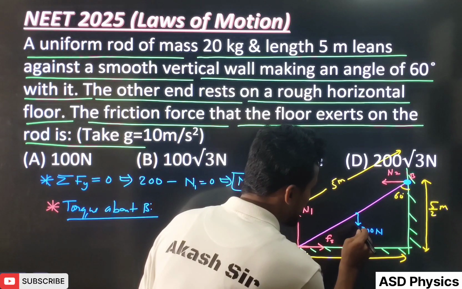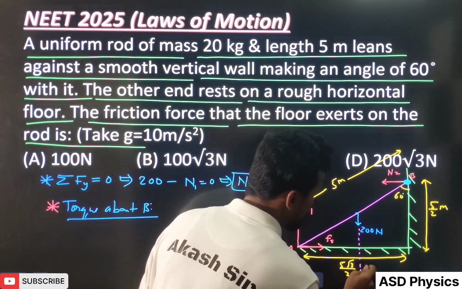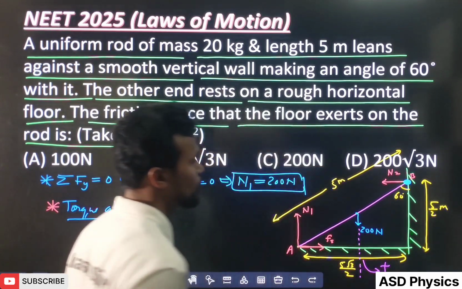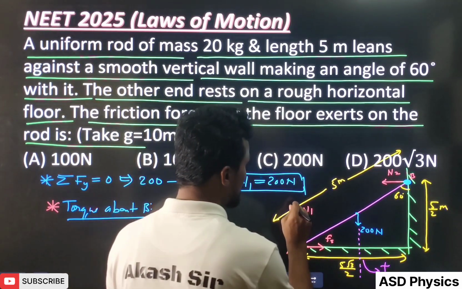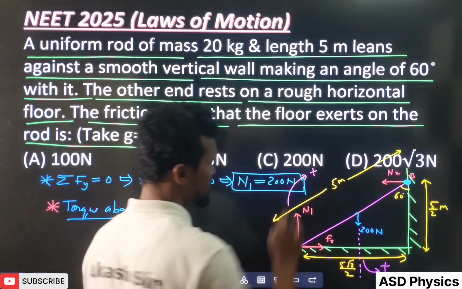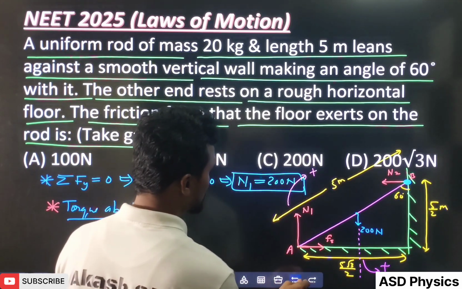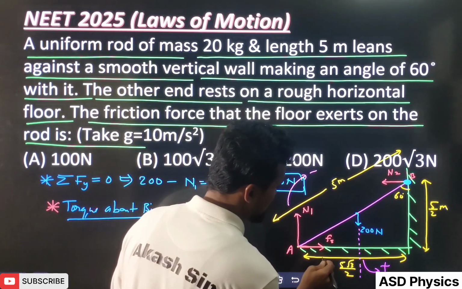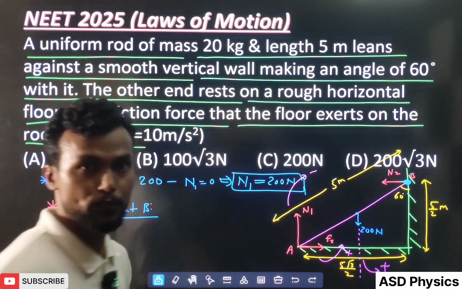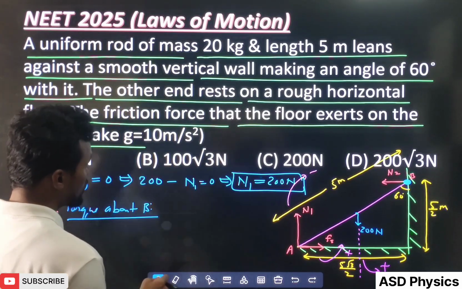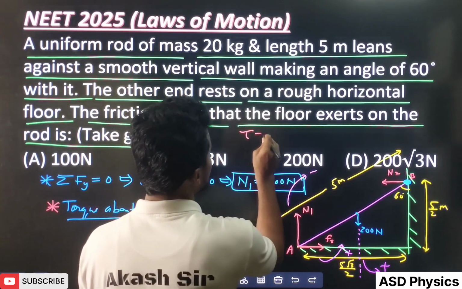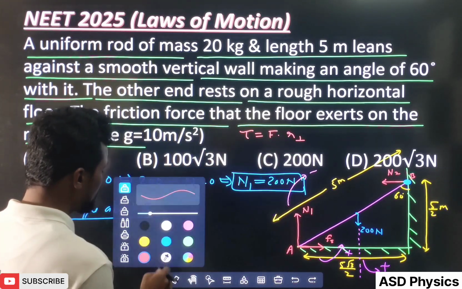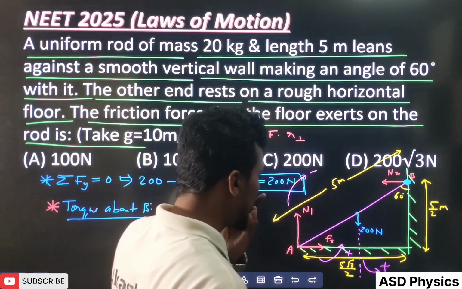Now, see here, this is the perpendicular distance we have to take, and it will try to rotate in this direction, anti-clockwise, which I have taken as positive. And after that, this N1 will try to rotate in the other direction, so I will take this one negative. And this Fs about point B will also try to rotate in the positive direction. Like this. So torque formula, you know very well, students: torque means F into R perpendicular. One by one I will do here.